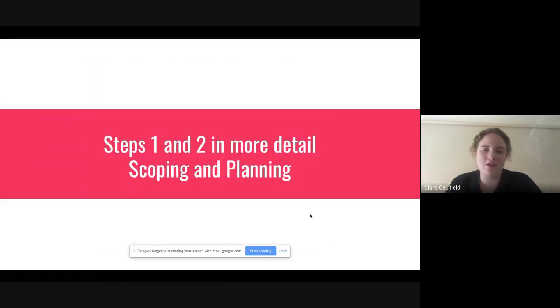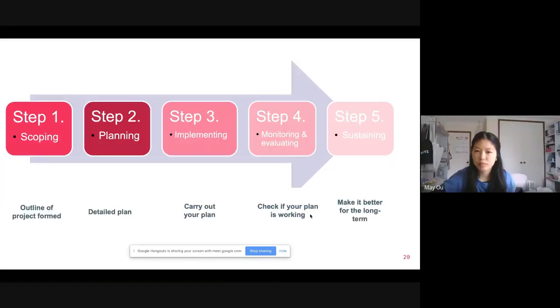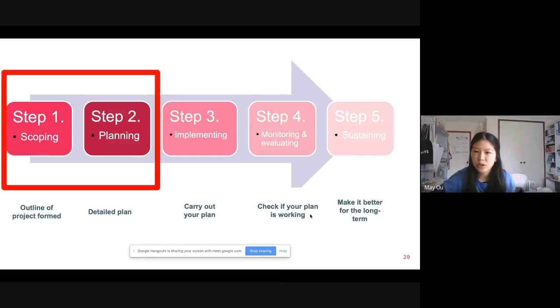So for now, we'll move on to steps 1 and 2 in more detail. So they were scoping and planning. May, I'm interested to see if anyone said that scoping or planning was their club's strength. Yeah, so we've got scoping as number 1 and planning as number 2. We've got Taylor said planning, so scoping, Ron, scoping. Yeah, we've actually got quite a few. I think we've got scoping as the top one.